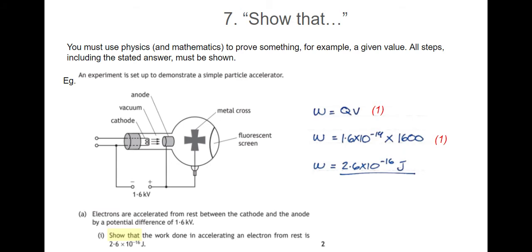Technically, in a calculate question, you can get all of the marks for just writing down the final answer on its own without any working, provided it's correct. With a show that question, the whole point of the question is to show the working. So all of the working must be there and must be correct.